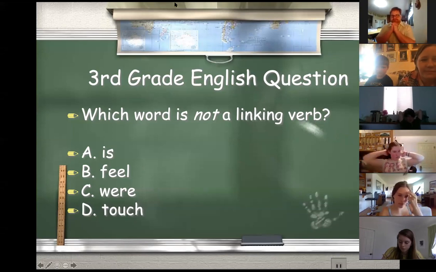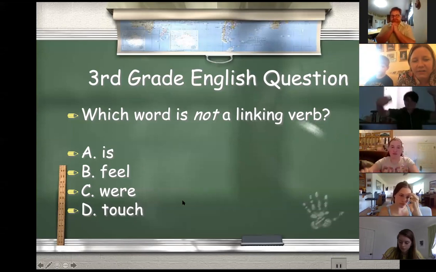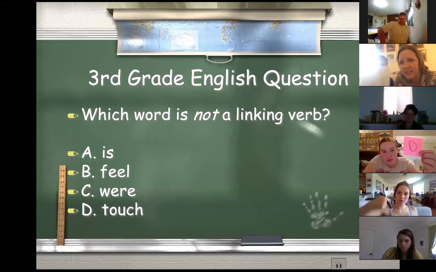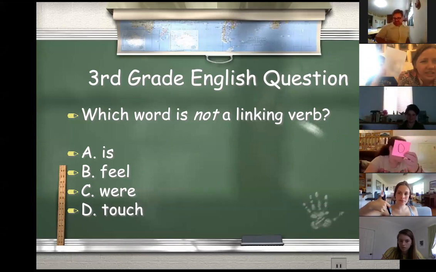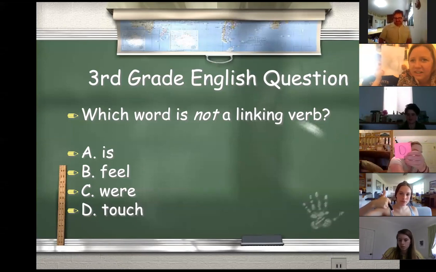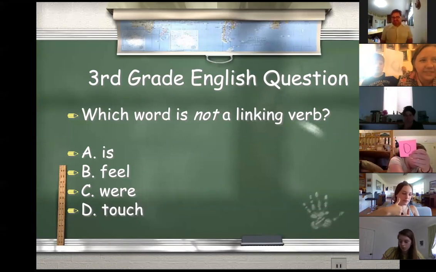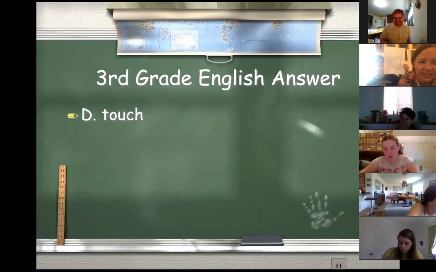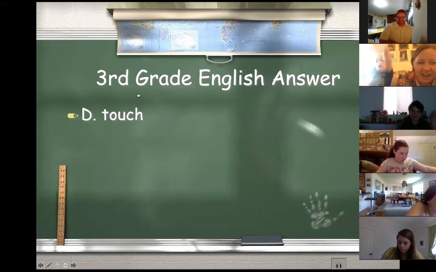D touch. What do you think, grammarians, dialecticians? Is she correct? Yes. I have a D over there, a D over here, a D over here. Mr. Daniel's screen is a D. There's a lot of D's, Miss Kati. Let's see if you're right. And it's D, touch. Excellent job.